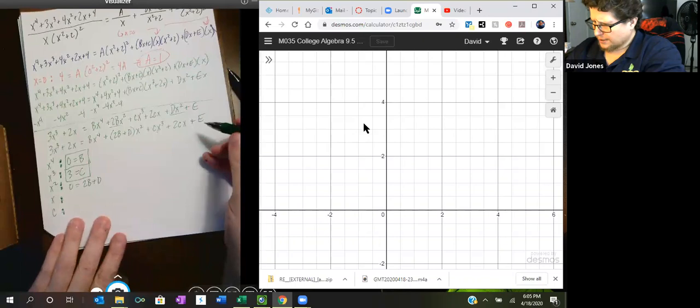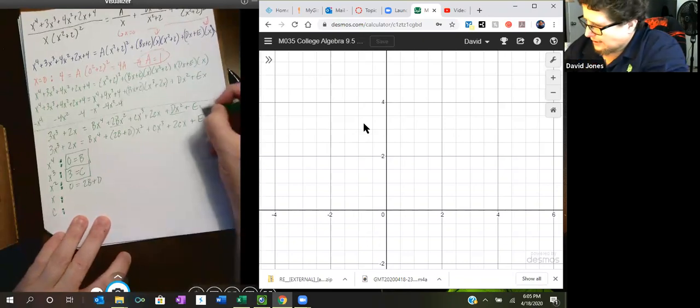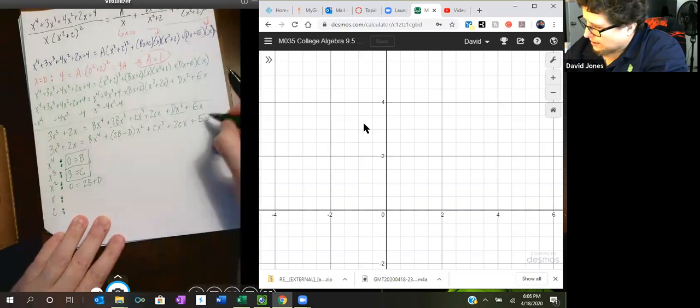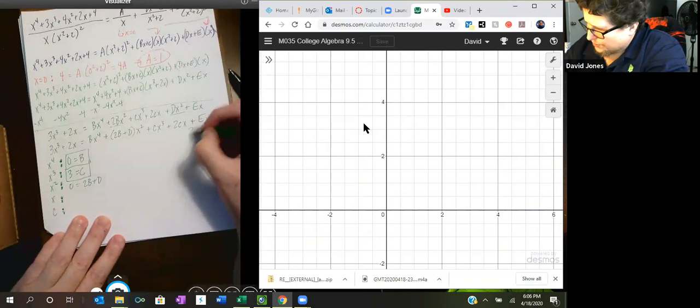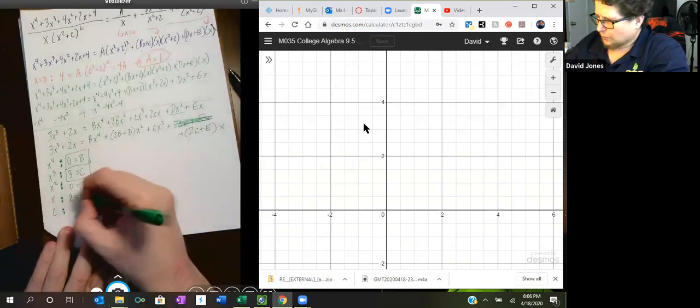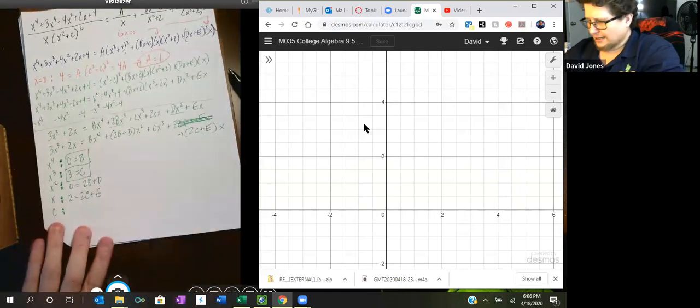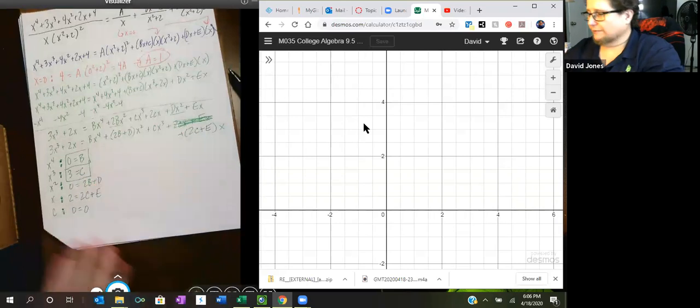My x terms, something's missing. That's an ex. So that's 2c plus e x. Let's get rid of that. So 2 equals 2c plus e. And our constant said 0 equals 0. That's not any helpful. We don't have anything there.